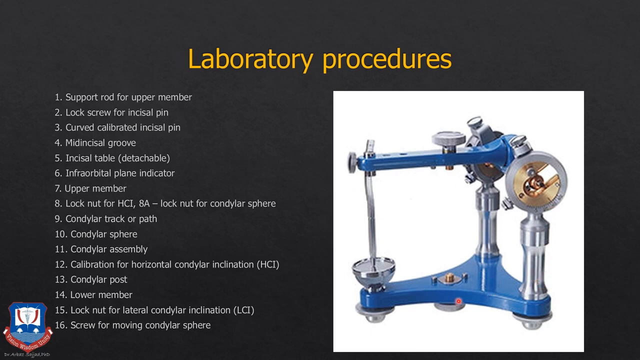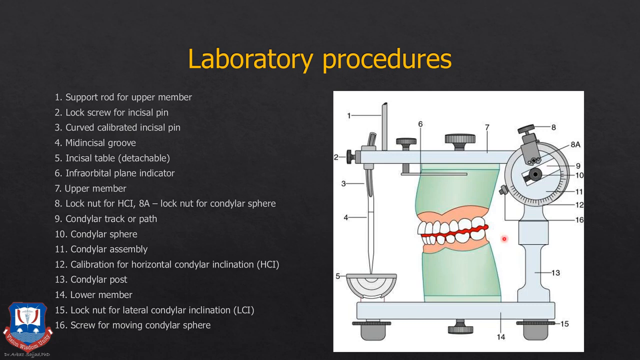This is the upper and lower member. These are the condylar spheres. This is the condylar path. These are the lock nuts for stabilizing the condylar spheres. This is the incisal table. This is the curved incisal rod. This is the incisal rod adjustment screw. And these are the condylar posts. So moving on, this is a 2D sketch of the same Dentatus articulator.